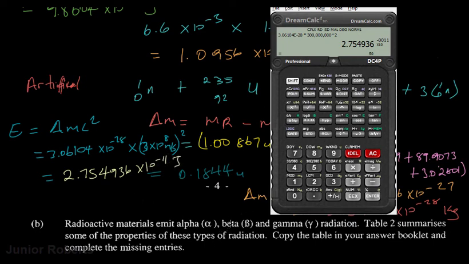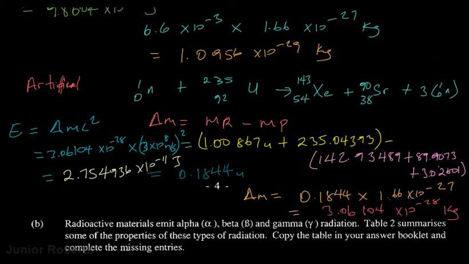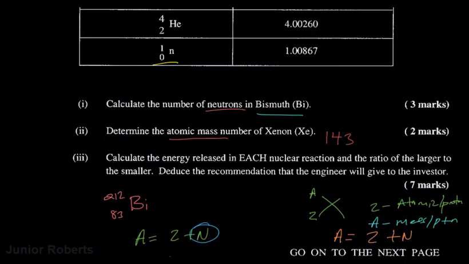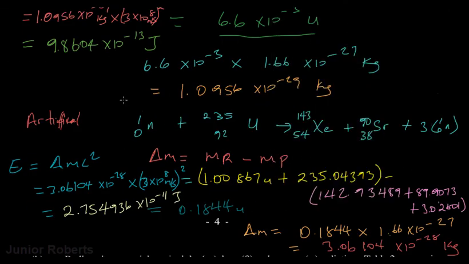So we would have just calculated the energy in each case. So now they also wanted us to talk about the ratio, the ratio of the smaller to the larger. So let's look back at our values. In this case, for the natural, we have 9.8604 times 10 to the minus 13, and for the artificial, now we have 2.754936 times 10 to the minus 11.